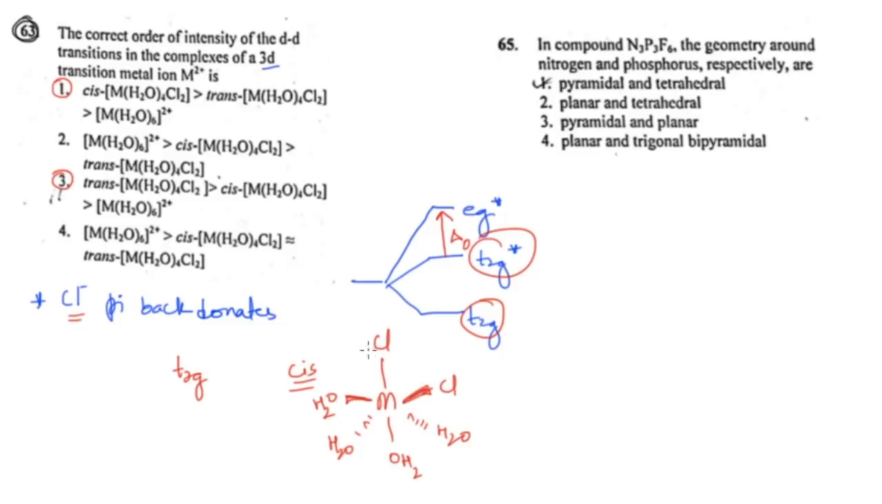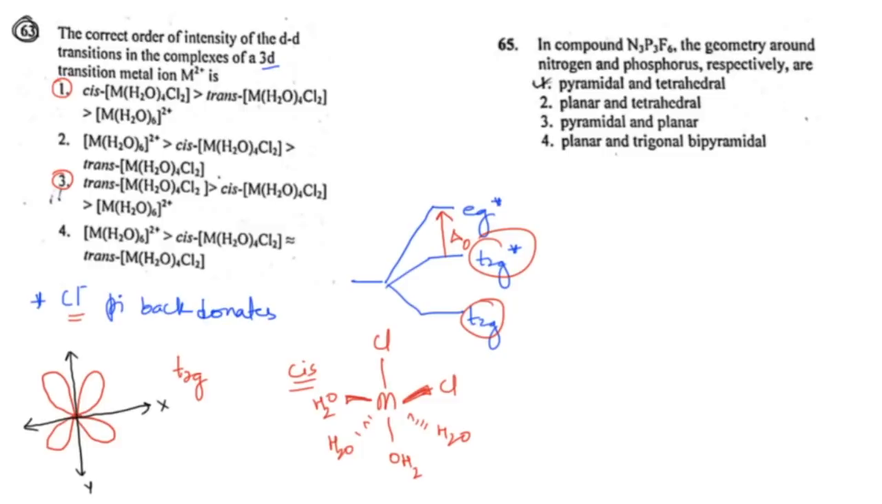Now if you see the donation, or how these are interacting, the lone pair of electrons, sorry, the p orbitals of these chlorines are interacting. So over there you will see that for the cis one there is a clash between the ligand orbitals and the metal orbital, because if I draw the xy orbital of the metal, this is how it will look like. Let's draw it and understand. This is the metal xy orbital.